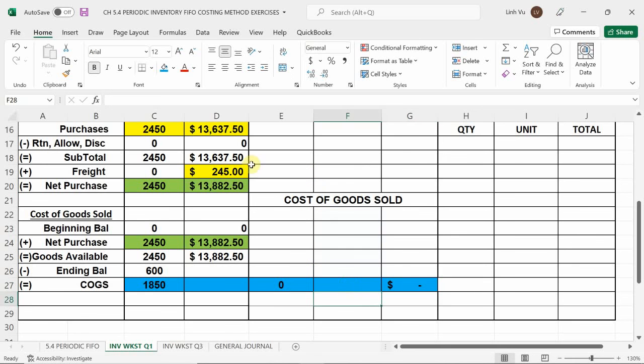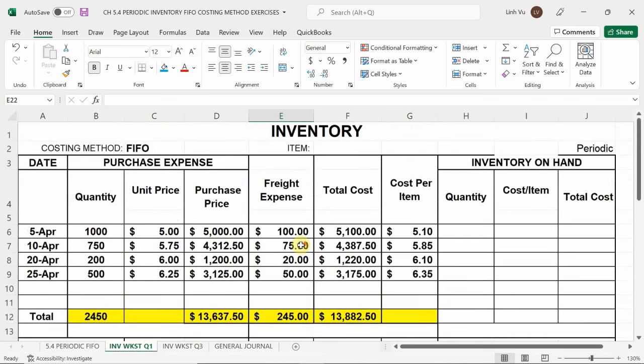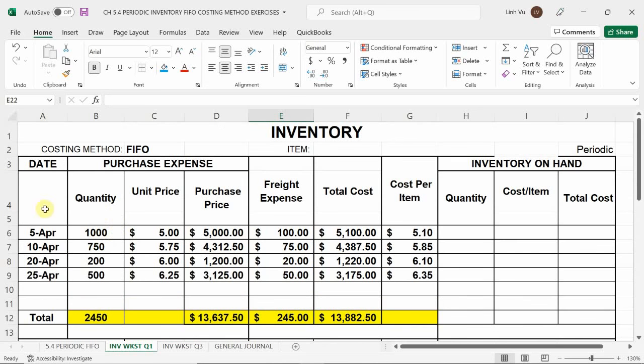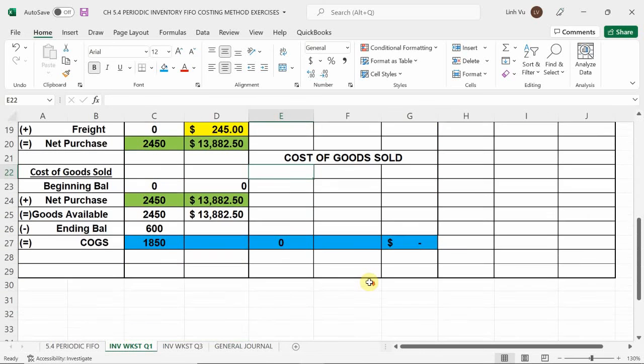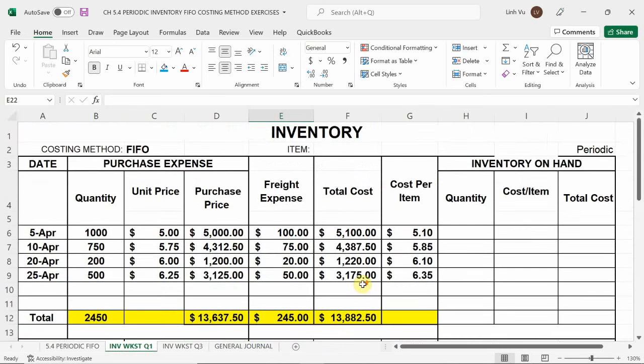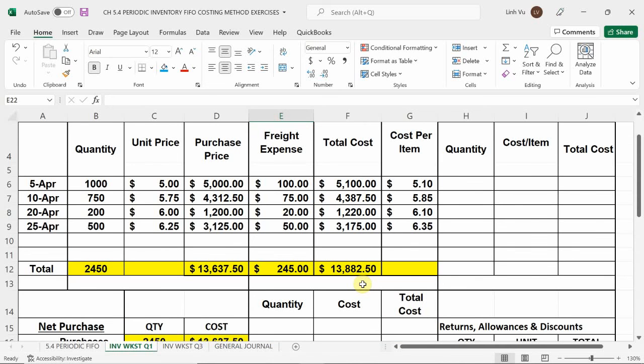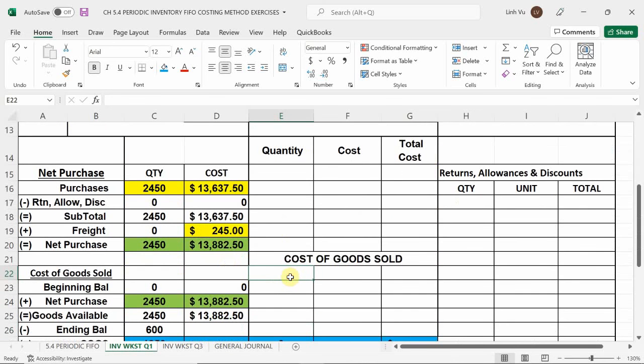Okay? So in this case, we need to use FIFO. Okay? So let's take a look at my batches of inventory. Okay? I have all these batches of inventory, and I need to sell a total of 1,850 units. So in this case, let's take a look at my batch of inventory. Which batch of inventory am I going to sell from first? April 5th. April 5th for the whole 1,000 units, right? Because I need to sell 1,850 units. So in this case, I'm going to take all 1,000. And that's exactly what I'm going to do.